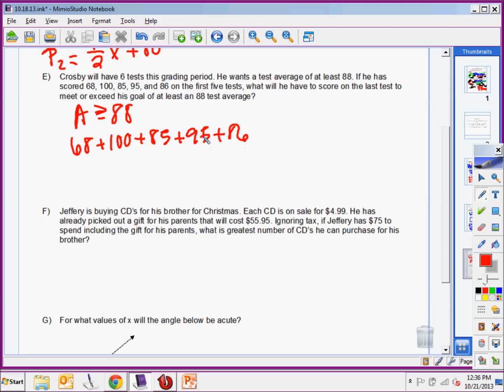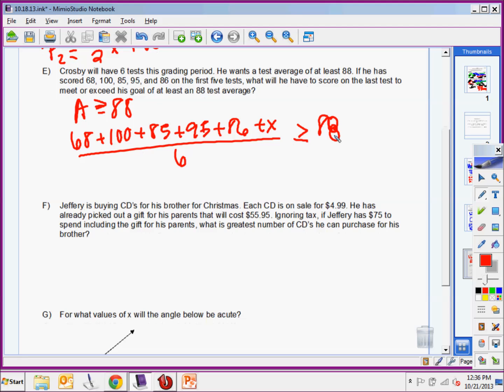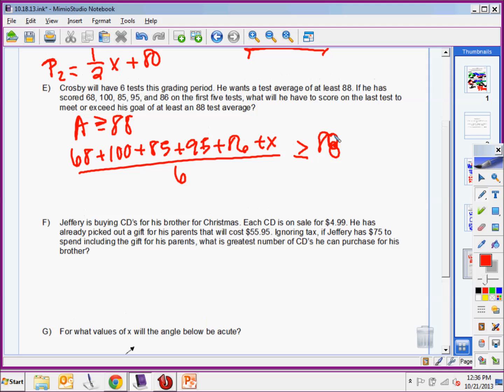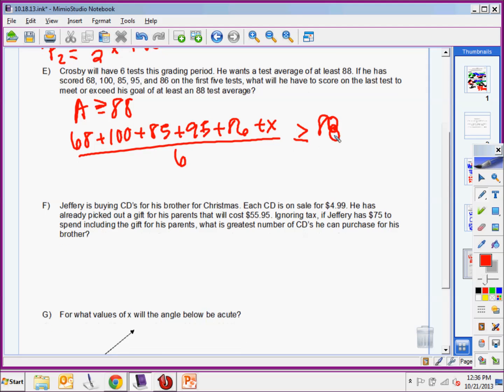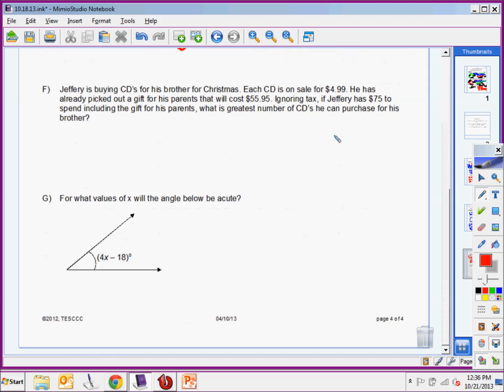Let's do that. 68 plus 100 plus 85 plus 95 plus 86 plus x, all divided by 6, right? And it has to be greater than or equal to 88. Plus x, because that's my unknown grade. Do I know my 6th grade? No. It's just an average, a normal average.